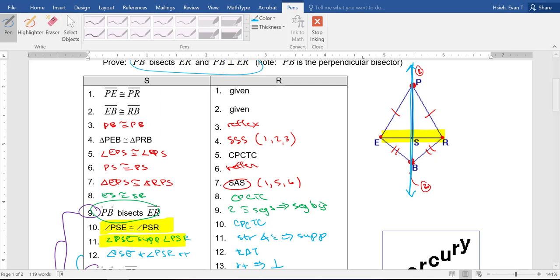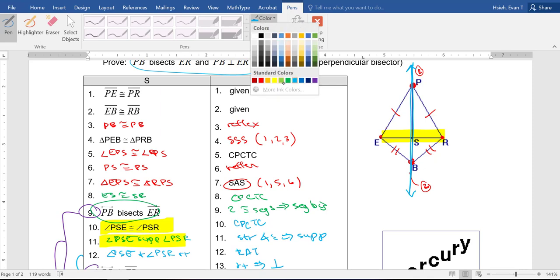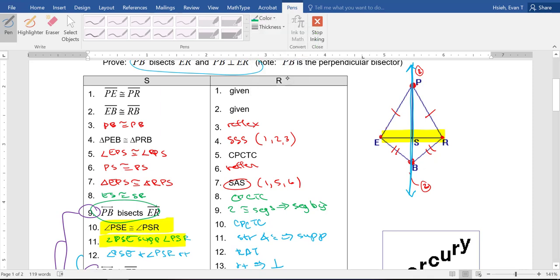So, if I were rewriting this proof over here to the left, my first step would be the givens, PE congruent to PR, EB congruent to RB. That would be given. And my second step would be that PB is the perpendicular bisector of ER. And the reason would be what we said down below.